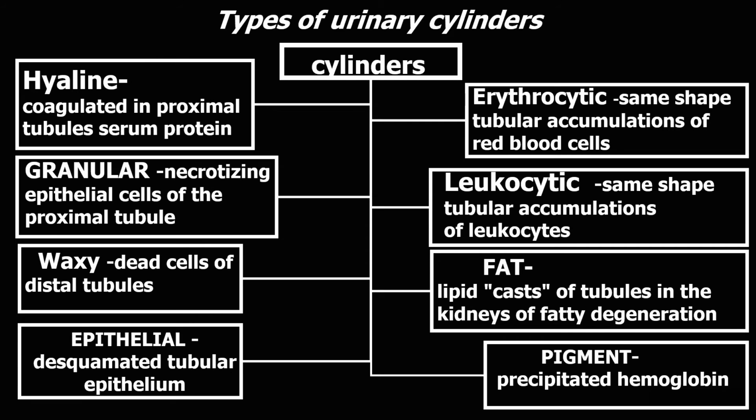Types of urinary cylinders that may occur in the urine: hyaline cylinder, granular cylinder, waxy cylinder, epithelial cylinder, erythrocytic cylinder, leukocytic cylinder, and fat and pigment cylinder.